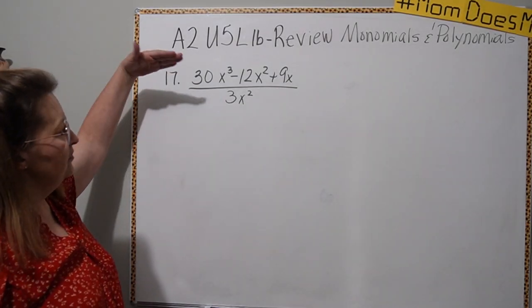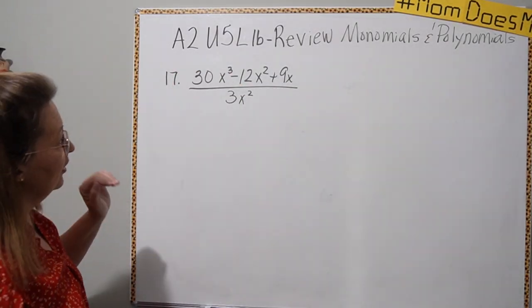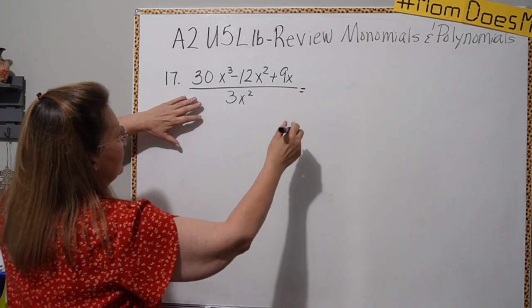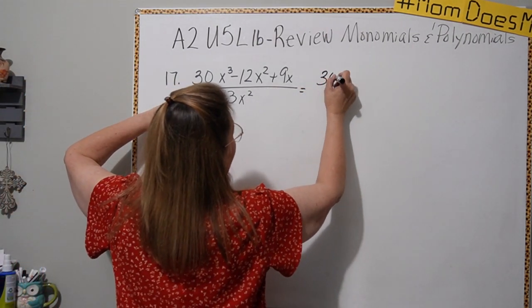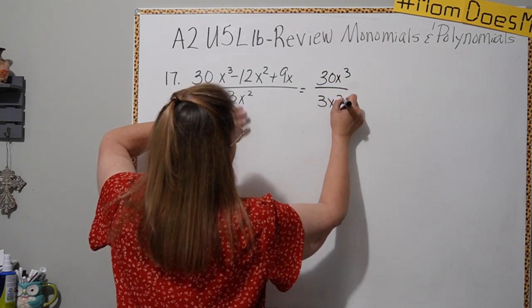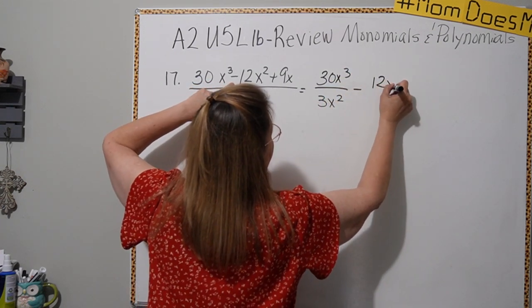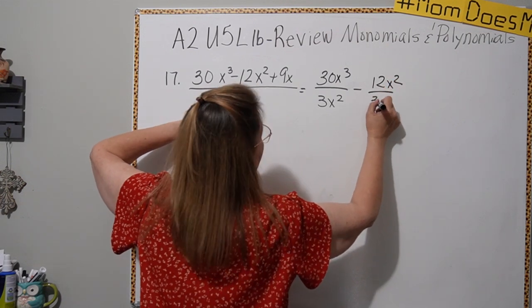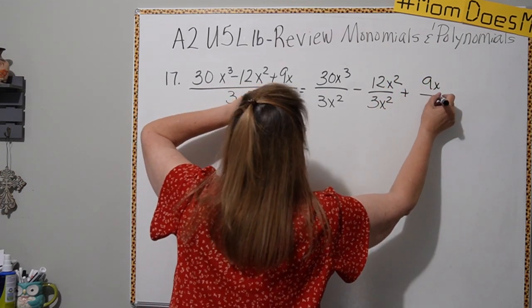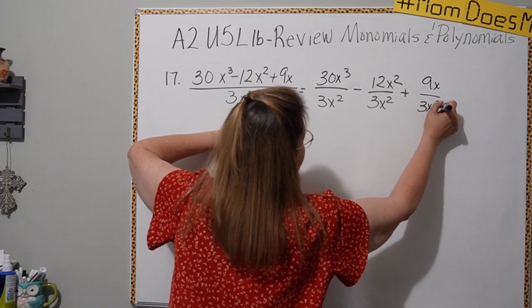Okay, for number 17, we have another trinomial divided by a monomial. So yes, I am going to split it all up. I'll go off to the side this time. So I'm going to have 30x to the 3rd over 3x squared minus 12x to the 2nd over 3x squared plus 9x over 3x to the 2nd.